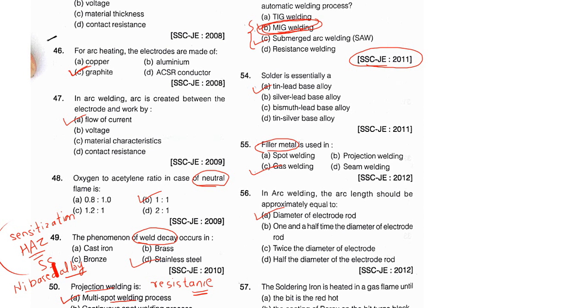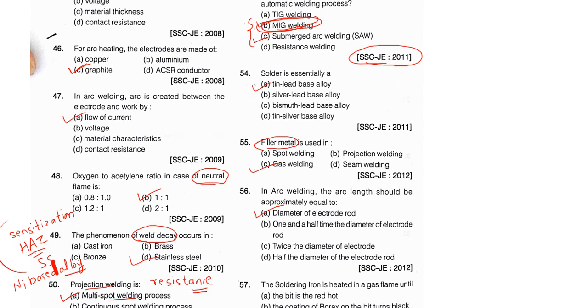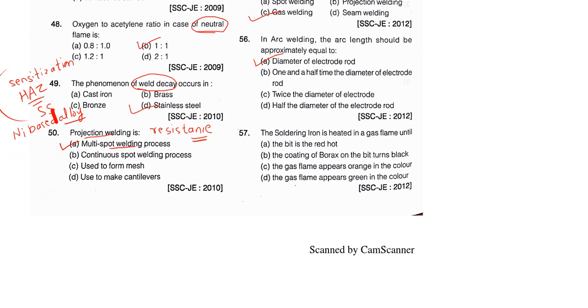Next, question number 57. The soldering iron is heated in a gas flame until the bit is red hot. Yes. The coating of borax on the bit turns black? No. The gas flame appears orange in color? No. The gas flame appears green in color? No. The correct answer is A, the bit is red hot. Okay. Next.